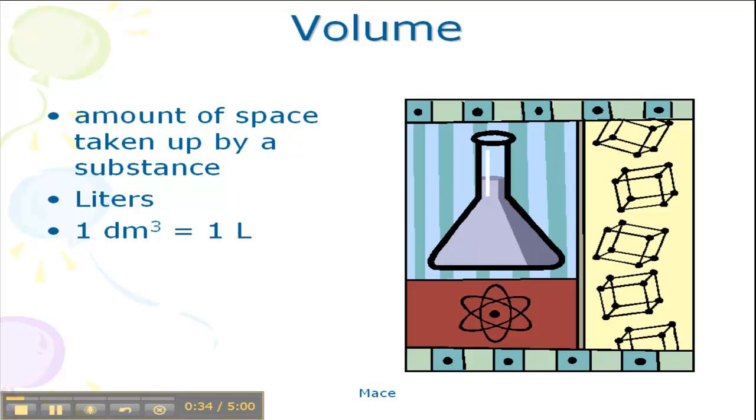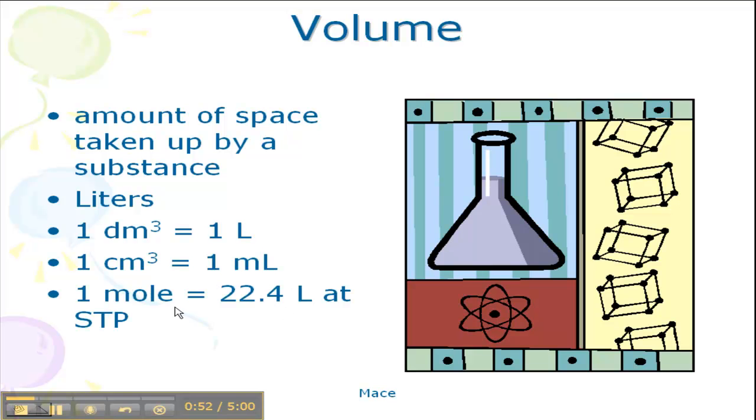Now we have to look at some conversion factors here. Sometimes you may see cubic decimeters. 1 cubic decimeter is equal to 1 liter. And you may see cubic centimeters, and that's equal to 1 milliliter. We're also going to learn how to convert between moles and liters at STP. So 1 mole of a gas is 22.4 liters at STP.